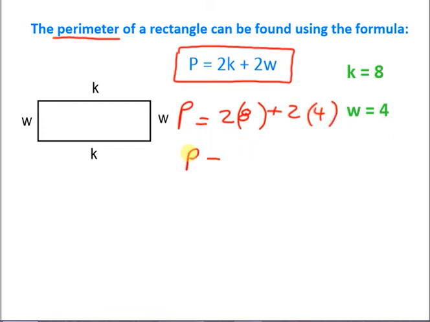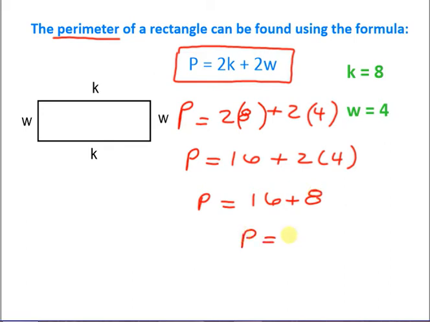So order of operations tells us to do multiplication before addition. So 2 times 8 is 16. Rewrite the rest of the problem. We still have more multiplication to do first. P equals 16 plus 2 times 4 is 8. And then we're going to add those together. P equals 24. This is my final answer. It means that the perimeter of this shape equals 24.